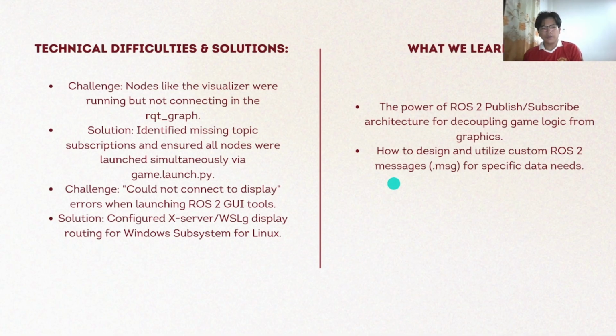So what did I do? I configured the X server display routing for Windows Subsystem for Linux. And what I have learned here is the power of ROS2 publish and subscribe, the architecture of decoupling game logic from the graphics. I have learned how to make the 3D matrix code in RViz, and also design and serialize the custom ROS2 messages.